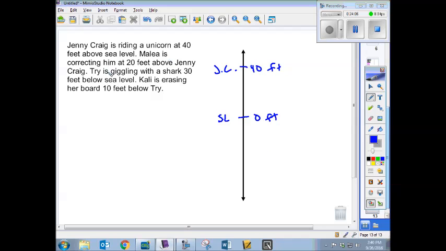Okay. Malia is correcting Jenny Craig at 20 feet above him. What do you mean correcting? She's always correcting me on everything.